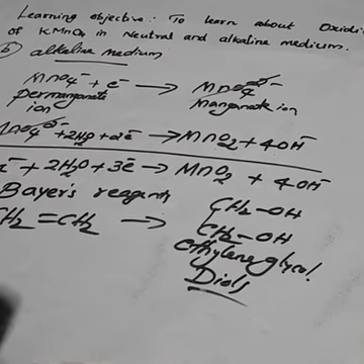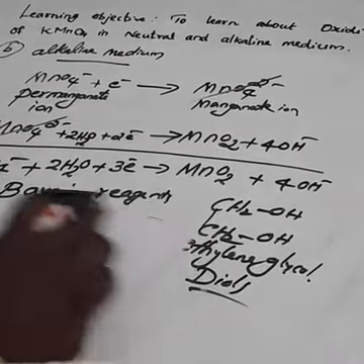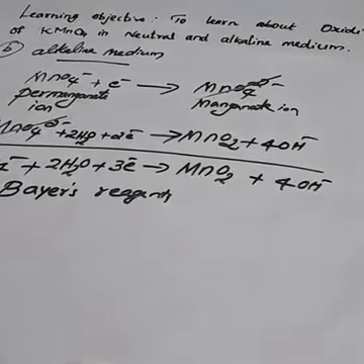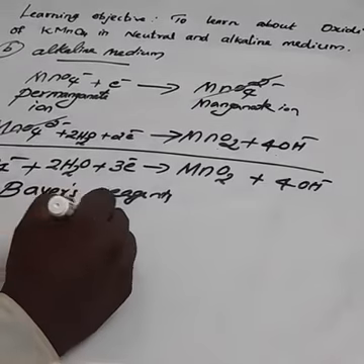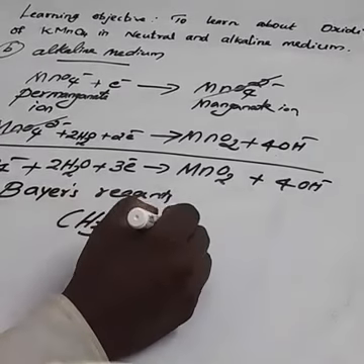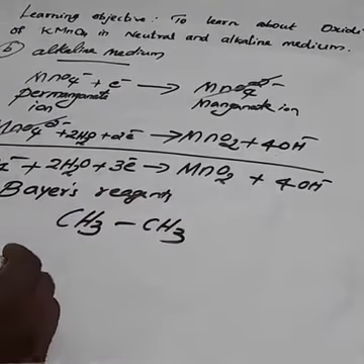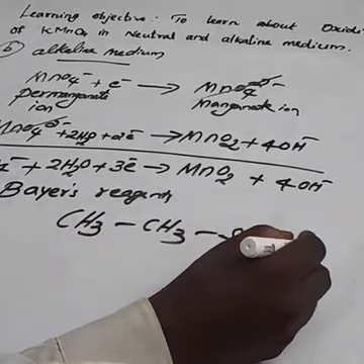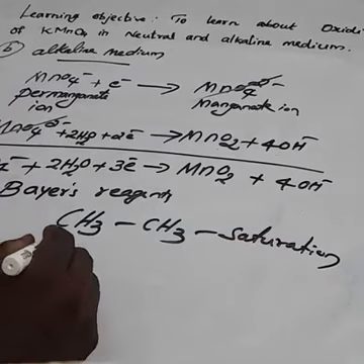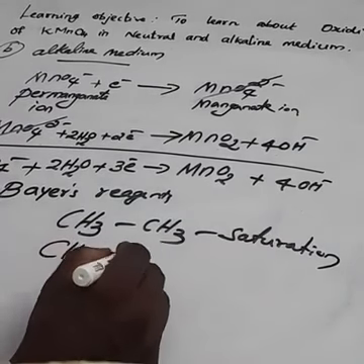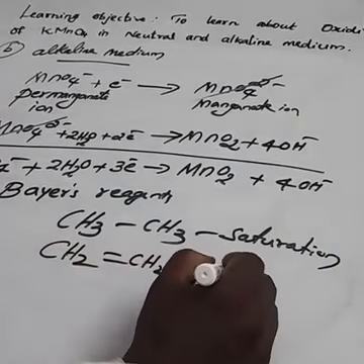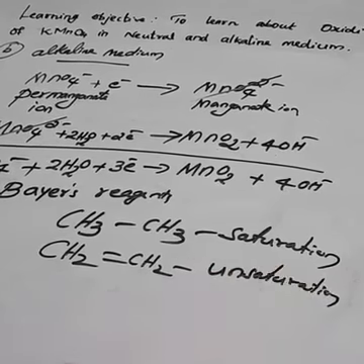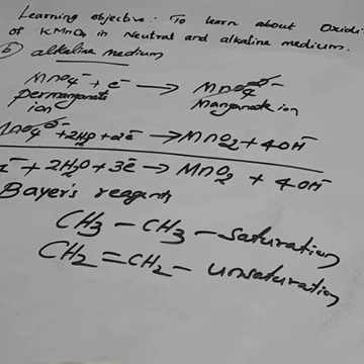What about saturation and unsaturation? Saturation means a compound having single bonds. We say single bond compound, CH3. Am I right? Saturation. Unsaturation: CH2 double bond CH2. Unsaturation, double bond.